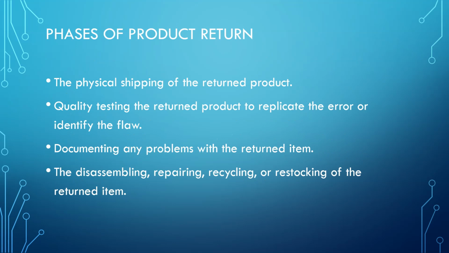The phases of product return include the physical shipping of the returned product, quality testing the returned product to replicate the error or identify the flaw, documenting any problems with the returned item, and disassembling and repairing, recycling, or restocking of the returned item. And that's when you see refurbished items on the shelf. Refurbished means it has been returned and disassembled, repaired, and if we need, we can either throw some part of it in recycling or we can restock it for sale.